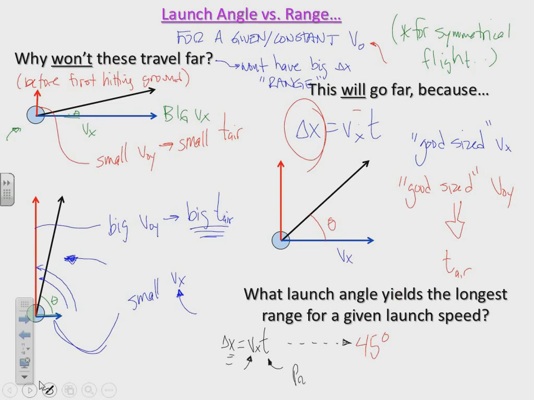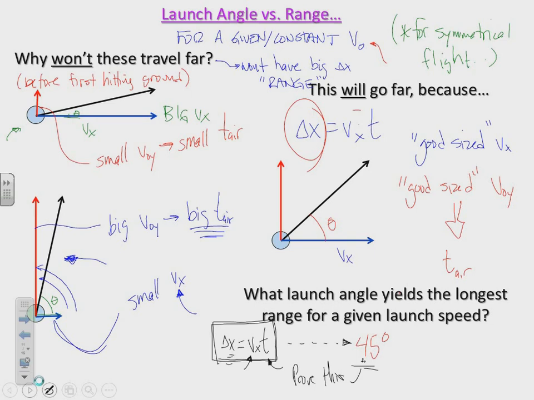Prove this. Prove that 45 yields the greatest range. Again, expand this stuff algebraically. How do you calculate Vx? How do you calculate the time in the air for a symmetrical projectile? This will come out of it. You might need yourself a little trig identity. Ooh, remember your days in trig.